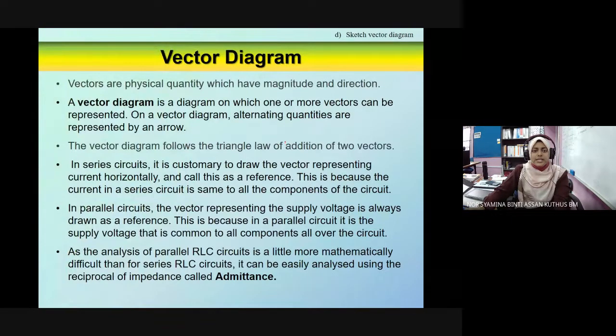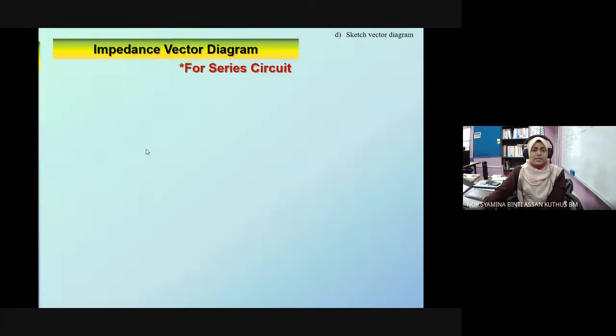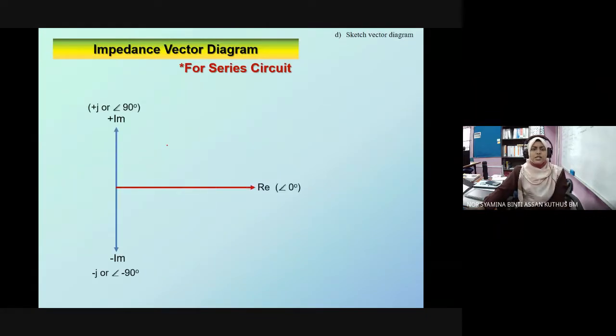Okay, vector diagram. So kita akan lukiskan vector diagram. Apa itu vector diagram? Vector diagram adalah diagram which one or more vectors can be represented. Okay, tak apa. Yang ni kita akan tengok. Okay, let's say kita ada satu series circuit. Cara untuk kita lukiskan vector diagram. So vector diagram kita adalah untuk impedance of inductor, resistance dan juga impedance of capacitor.